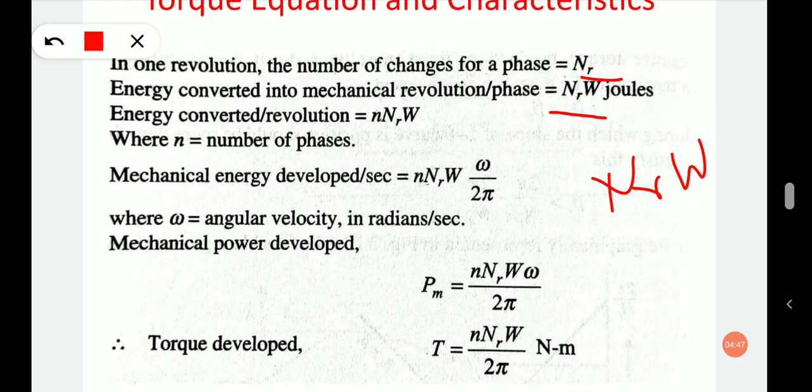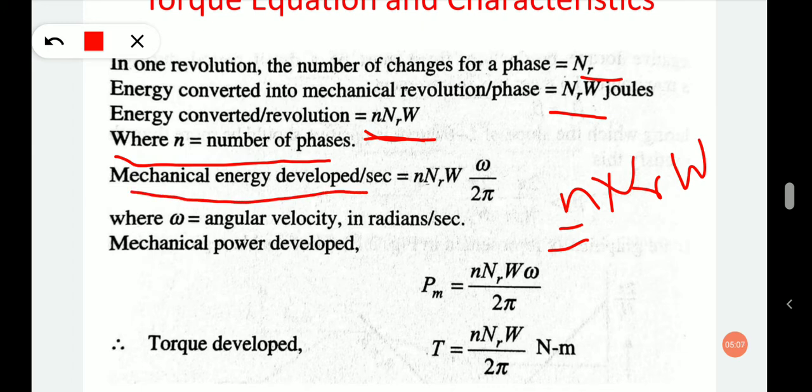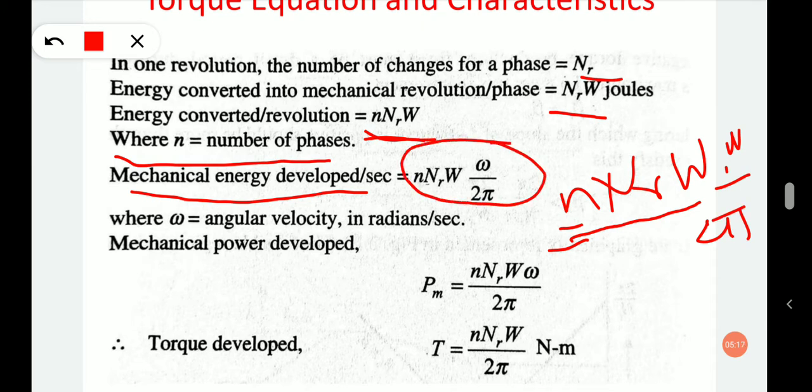Energy converted per revolution is small n into Nr into W, where small n is the number of phases. Then mechanical energy developed per second is N into Nr into W into omega upon 2 pi, where omega is the angular velocity in radian per second.